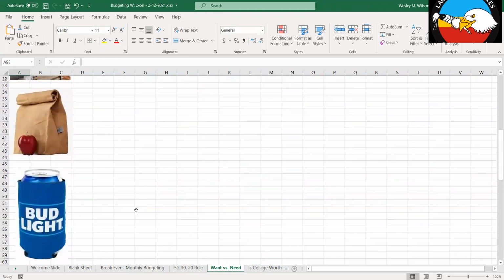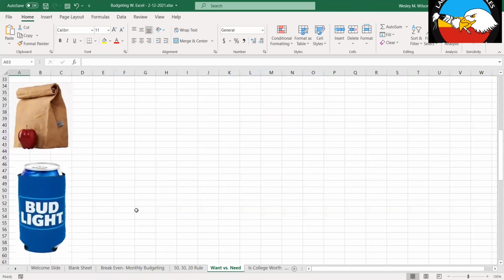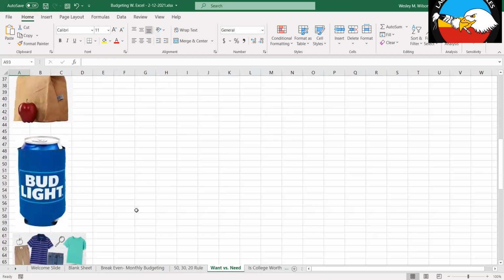$2. Alcohol. Some people might feel like it's a need, but it really is more of a want. Anyways, that's not necessarily a need.